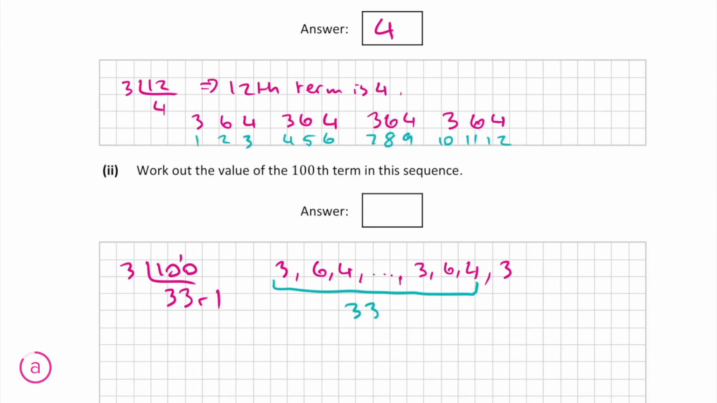This means that the sequence will repeat 33 times and then plus another term. And this term would be 3. So the 100th term in this sequence would be the number 3.